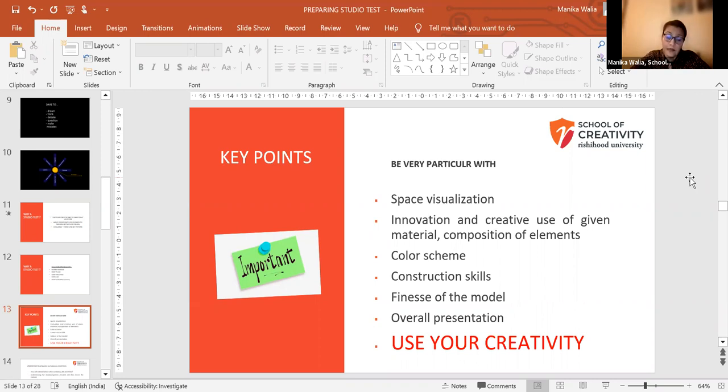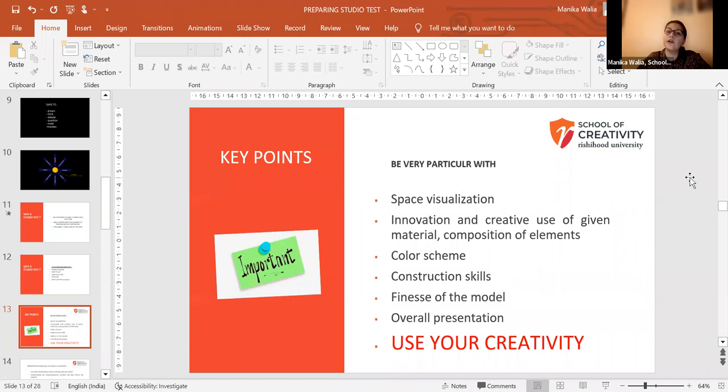And the assessment, the parameter, trust me, even I at times am on the panel of selection of the students. My focus is on how in that limited time you have developed it, but at the same time you have finished it. So the finishing and the presentation, it matters a lot.